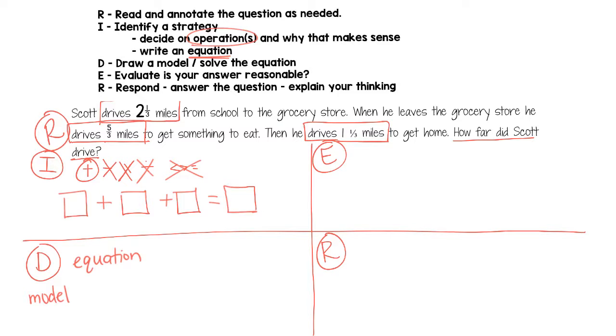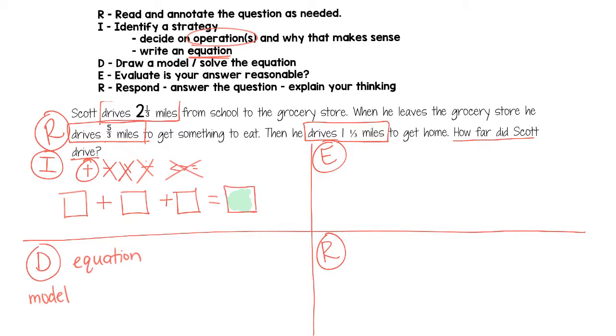All right, great. Now we're going to evaluate. The amount right here that you got as your answer, we're going to think to ourselves, is your answer reasonable? Does it make sense for how far Scott drove? If my answer is smaller than 2 1/3 or 5/3 or 1 1/3, then I know that my answer is not reasonable, because when we're adding, our number has to be larger than all of the parts.